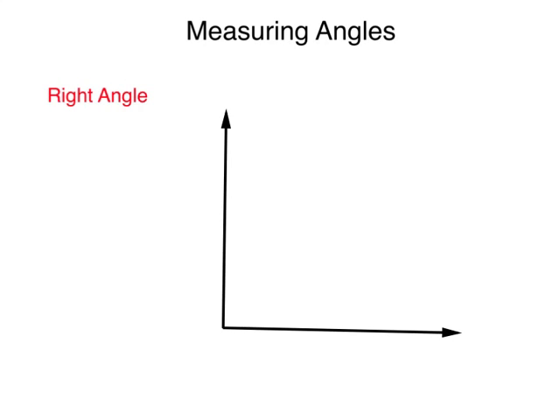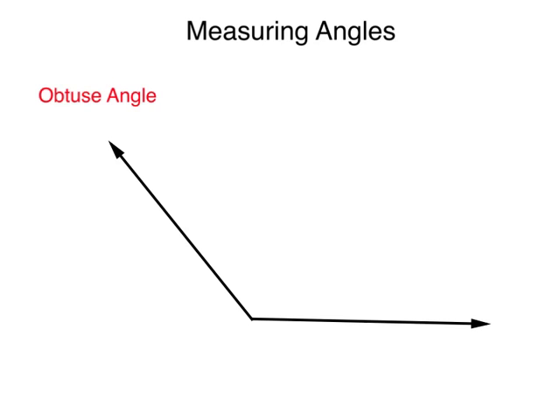The next type of angle is the right angle, and it's an angle that measures exactly 90 degrees. If it is even 1 degree more or 1 degree less, it is no longer a right angle.